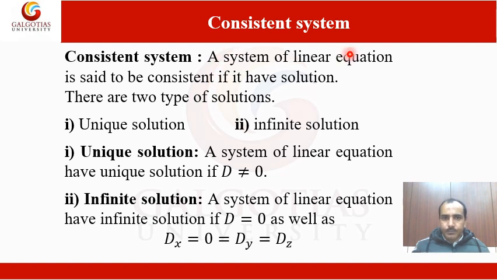Consistent system. A system of linear equations is said to be consistent if it has a solution. That is, if any system of linear equations has a solution, then it is called a consistent system. There are two types of solution: unique solution and infinite solutions. First, unique solution. A system of linear equations has a unique solution if the determinant of coefficients of the variables is non-zero.